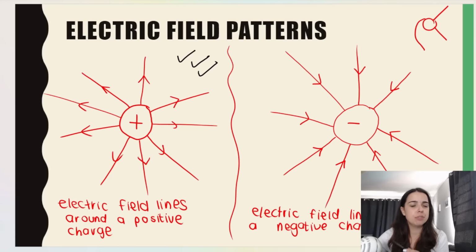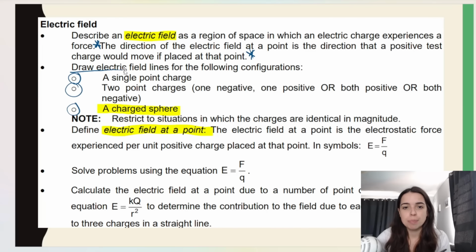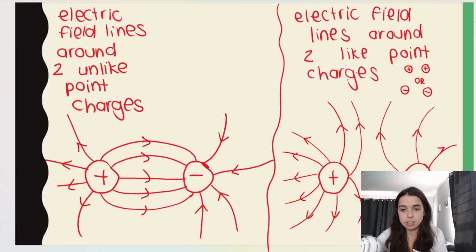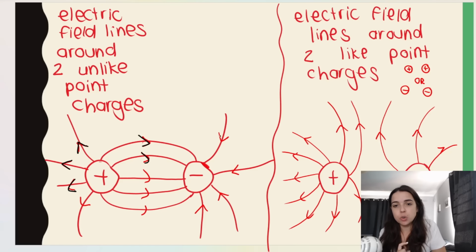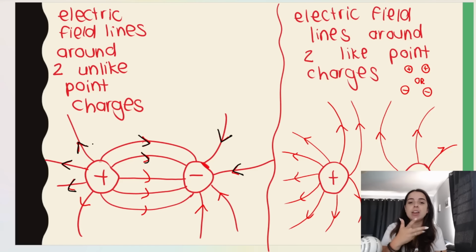So remember, these are electric field patterns around single spheres. But you also need to be able to draw electric field patterns around 2 objects. So on the left over here, we have the electric field lines around 2 unlike point charges. Unlike as in one is positive and one is negative. Remember, the arrows point away from a positive, so look, away from the positive and towards the negative.